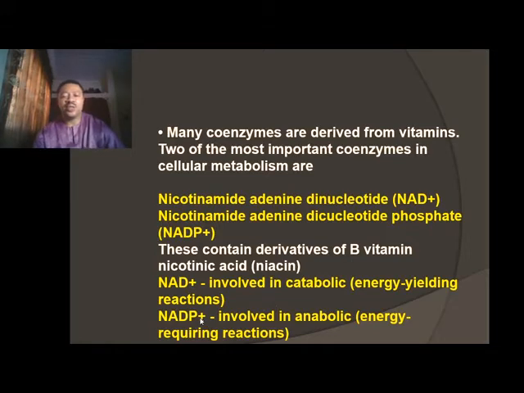Now, NADP is involved in anabolic, energy requiring reactions. So if a reaction needs the energy that has been released by catabolic reactions, it is the NADP that supplies that energy. So while NAD is involved in catabolic reactions, NADP is involved in anabolic reactions.